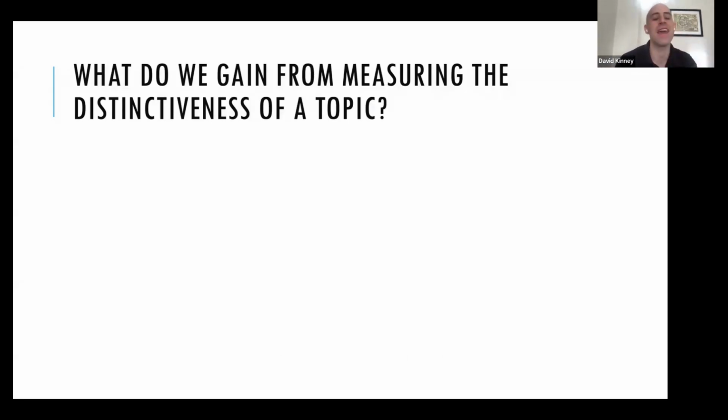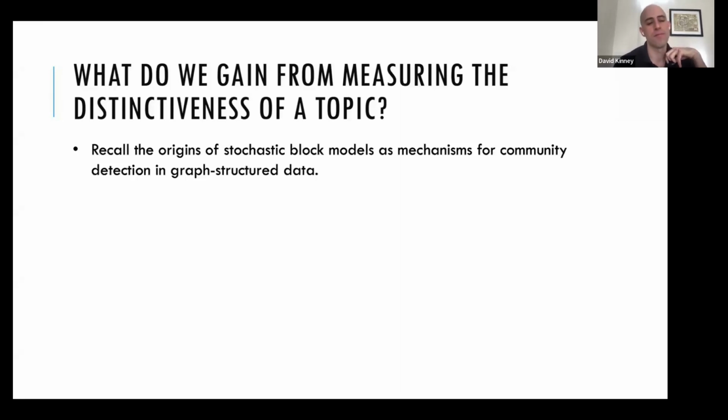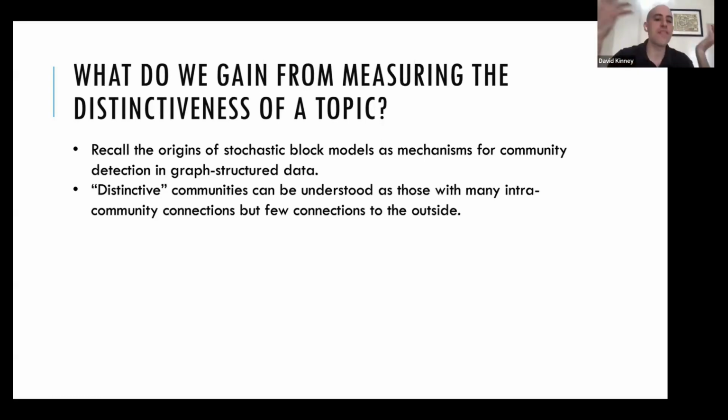I just want to reflect a little on what we gain from measuring the distinctiveness of a topic. For me, it's a fun exercise. You learn more about how the code works by having to calculate these Kullback-Leibler divergences. But what do we really gain from measuring the distinctiveness of a topic? Recall the origins of stochastic block models as mechanisms for community detection in graph-structured data. Distinctive communities can be understood as those with many inter-community connections but few connections to the outside world, which pumps this idea of what it means to be a distinctive community.